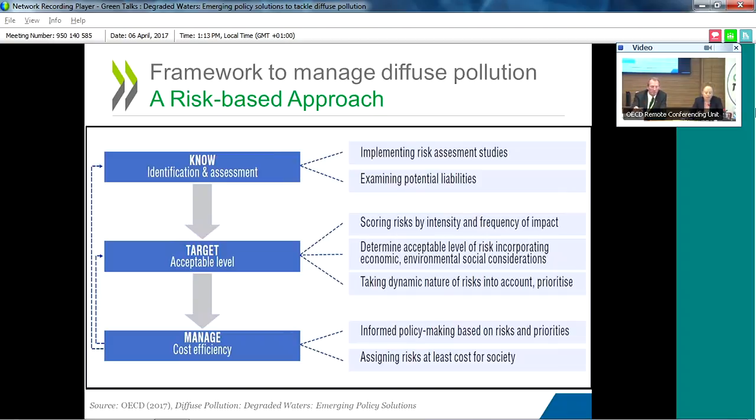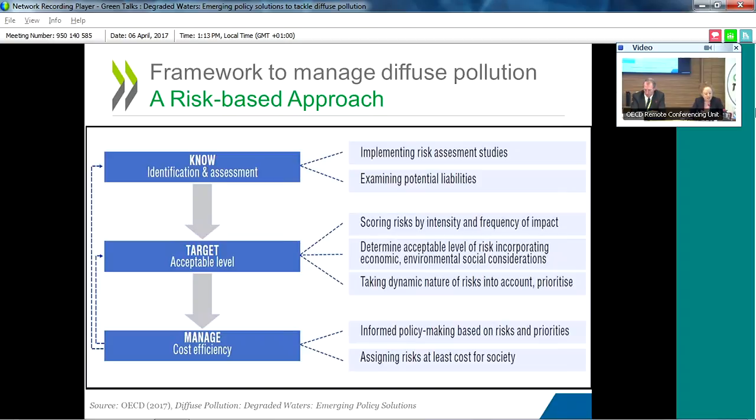It's not possible to prevent or control all sources of pollution. Determining the acceptable level of risk and ambition of water quality goals through robust economic, social, and environmental assessments is necessary. Stakeholder engagement can assist in prioritising and targeting high water quality risks.